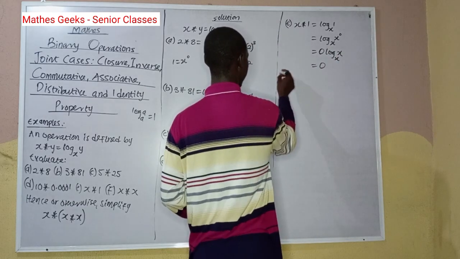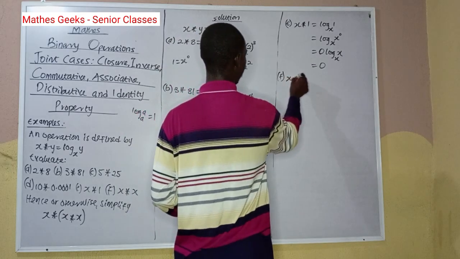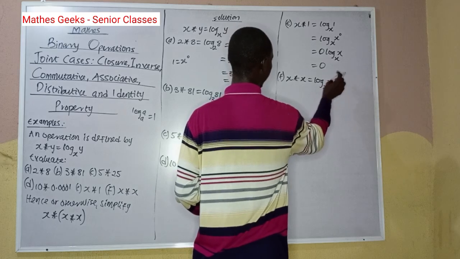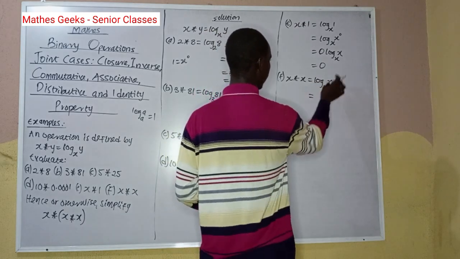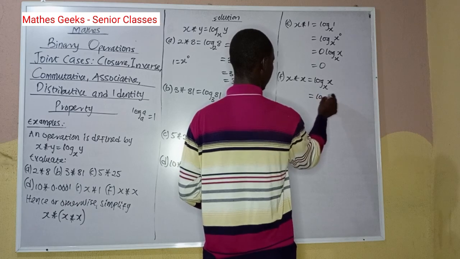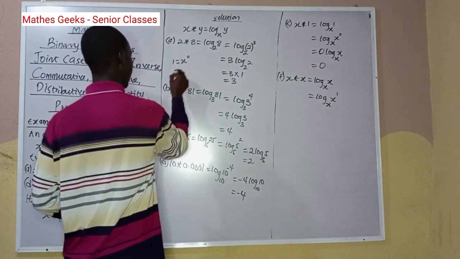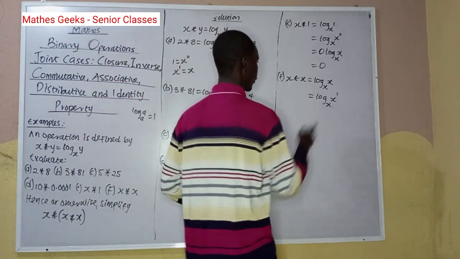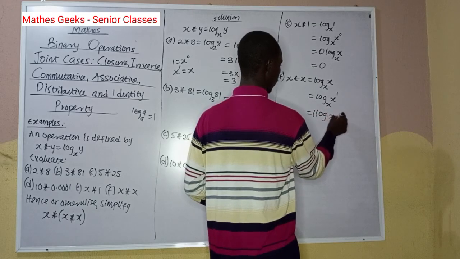And then F. For F, we have x star x, that's log x to base x. And of course, log of x as x raised to power 1. Then x raised to power 1 is equal to x for indices. So this will give us 1 times log x.